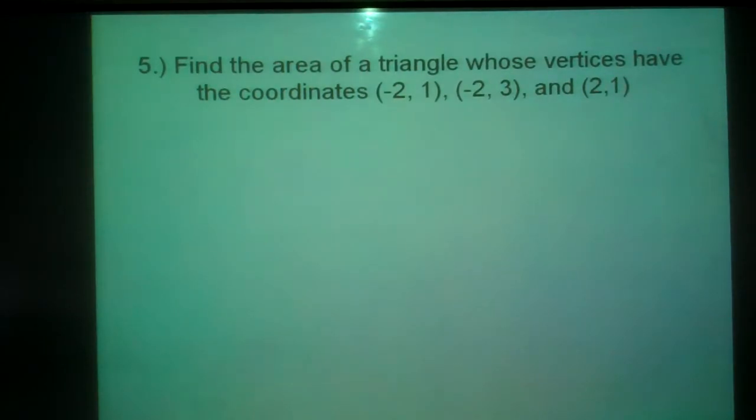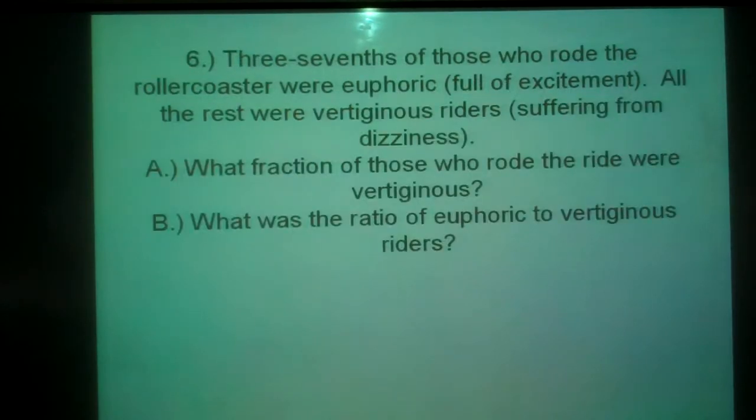Find the area of a triangle. Okay, this one tomorrow we'll have to graph. If you need graph paper, feel free to ask for it. We have to graph it, and then what we're going to do is use our triangle area formula, 1/2 base times height. You have to figure out how long the base is and how long the height is, and then we'll go from there. And then, yeah, you do the multiplication.